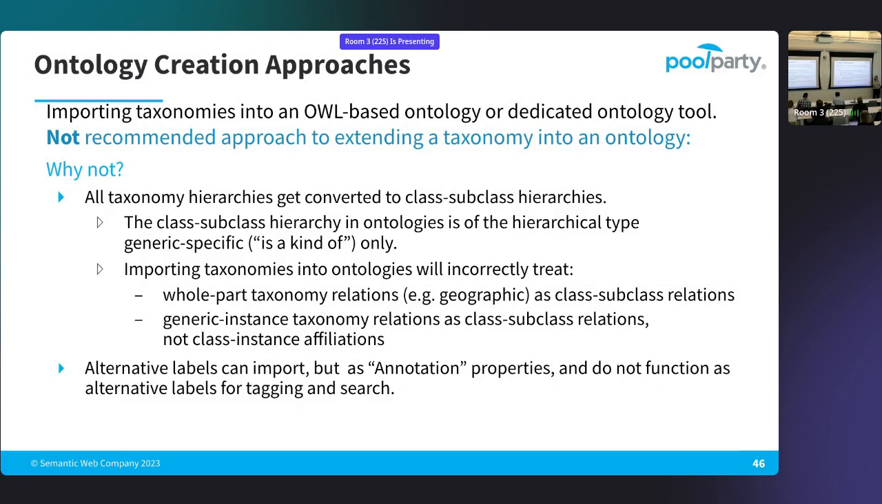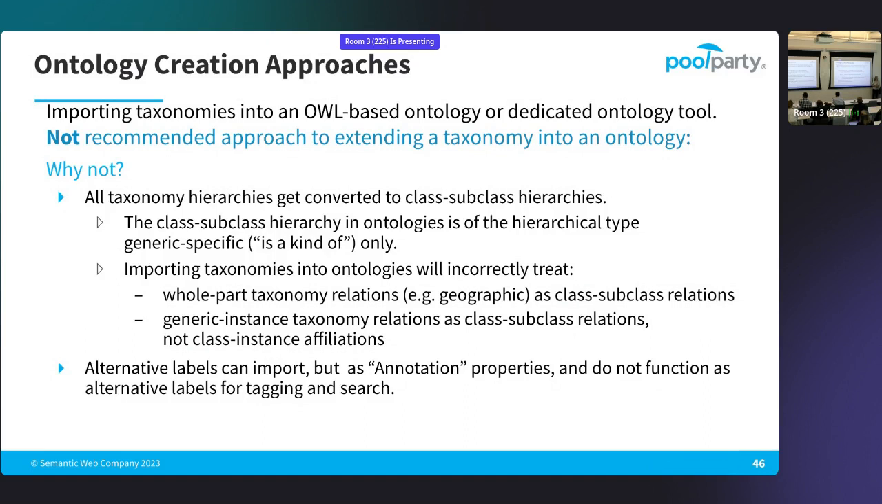In a taxonomy, New York City would have broader New York State, and New York State would have broader United States. In a taxonomy, that's fine. But New York City is not a subclass of New York State, and New York State is not a subclass of the United States. But that's what would happen if you actually imported a taxonomy into an ontology tool.